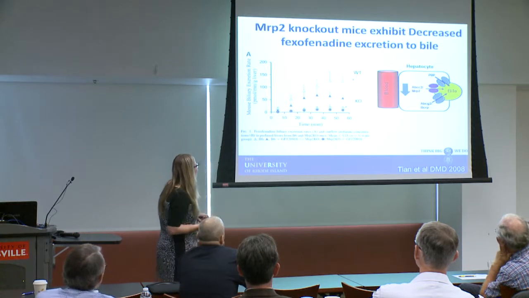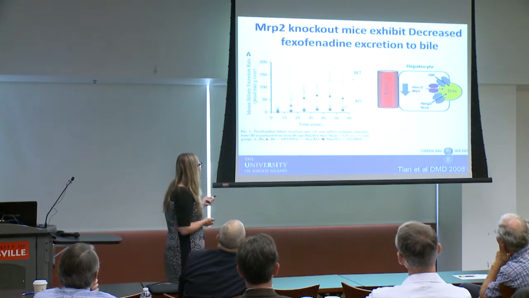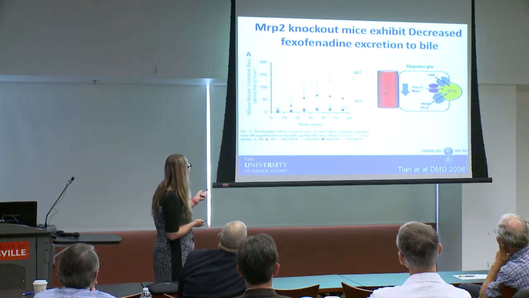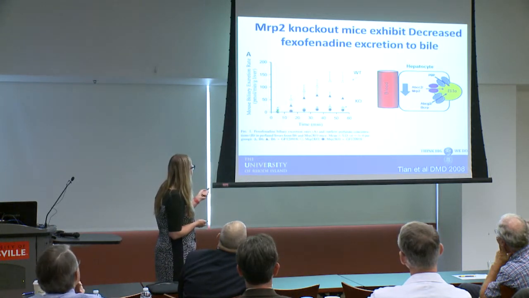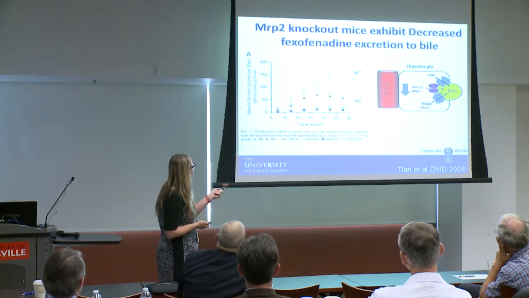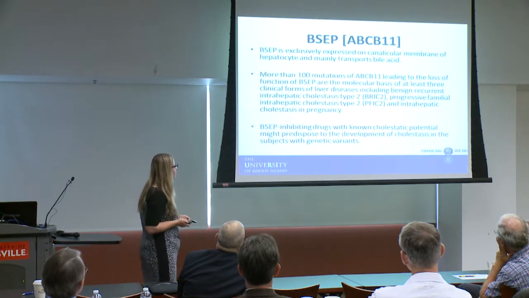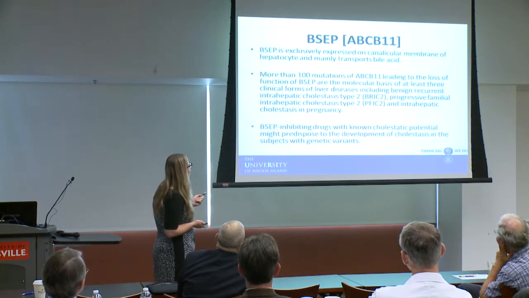Okay, and furthermore, if you knock out MRP2, you're going to decrease what you're going to get into the bile. So these are wild-type mice where the livers were perfused with fexofenadine, and you can see that there's an increase in fexofenadine in bile over time. When we look at knockouts, there's no longer an increase in fexofenadine into the bile.